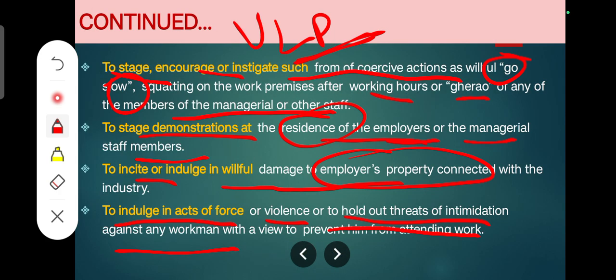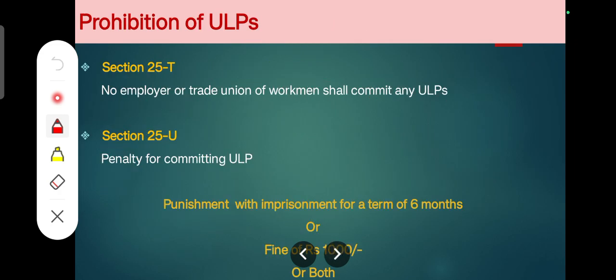So we have seen that there are two parts of the definition. One is from the point of view of employers and other is from the point of view of employees. Now another important point is this prohibition of doing these unfair labor practices is given under section 25 subsection T. It states that no employer or trade union of workmen, neither the employer nor the workmen or their trade unions will be committing these unfair labor practices.